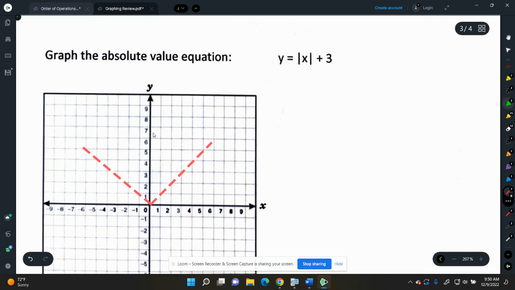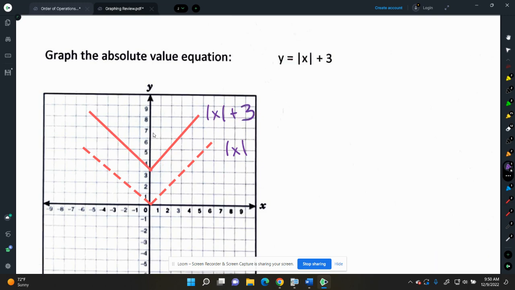Bro, that's the one I got wrong. Absolute value of x, and then what? You go up 3. There you go. And boom. Then you gotta label it again. That's all you do. I forgot. Nico, label it. Yes, sir.